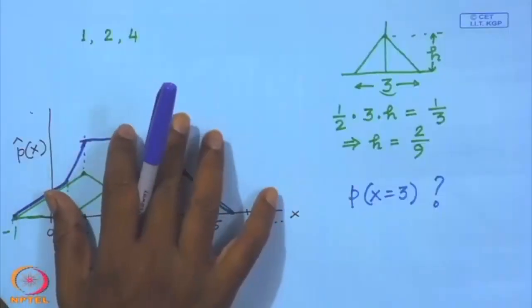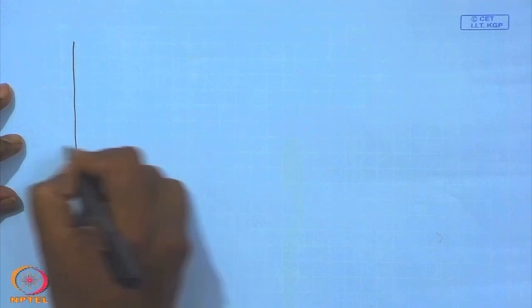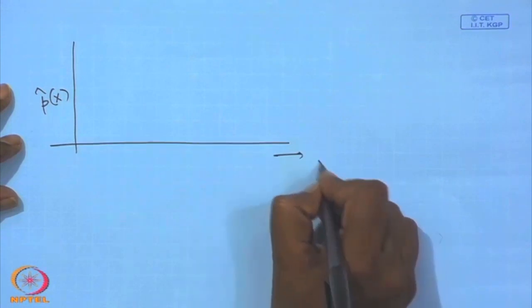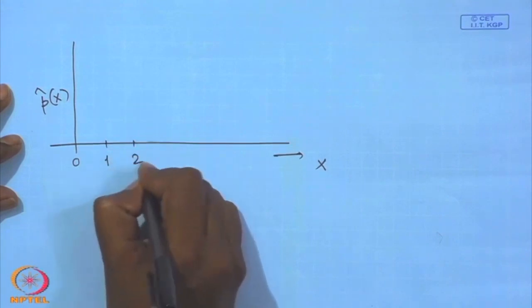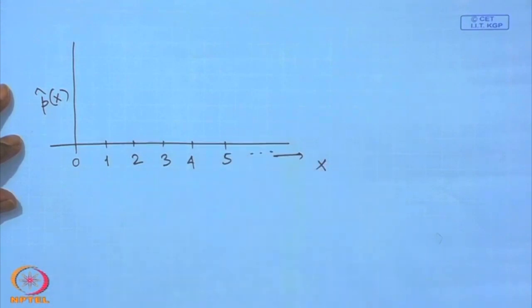So, once I understand that this is nothing but a convolution operation, I have another way of estimating the probability density at location, say, x equal to 3. Because it is a convolution operation, I can simply put it like this. I will have p hat x in this direction, and x equal to 0, 1, 2, 3, 4, 5 and so on.